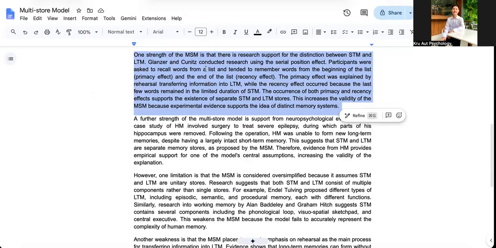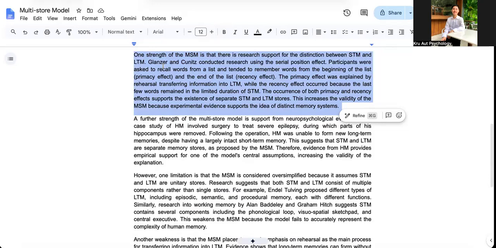All right, so I'll mention the primacy effect, and at the end of the list, the recency effect. I'm pretty sure most schools, or all schools, teach Glanzer and Kunitz. Maybe not the names of these two researchers, but the serial position effect, which refers to people remembering the most information at the beginning and at the end of the word list. And why does that support the multi-store model then? For strengths of models, theories, explanations, we usually need research support for that.